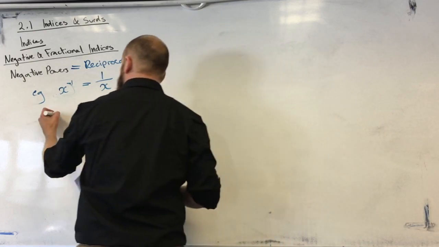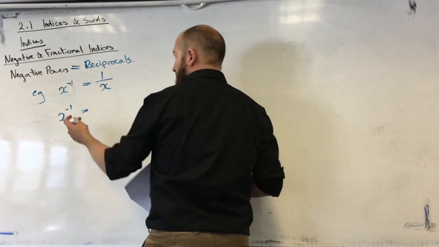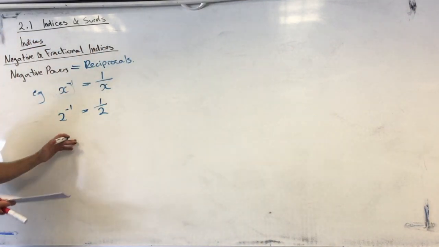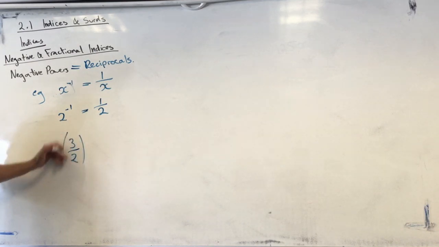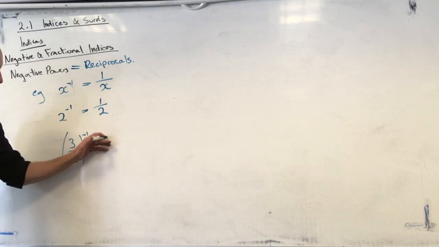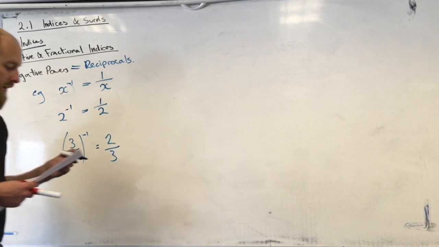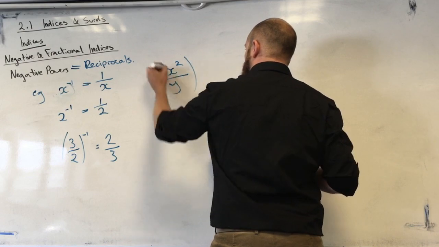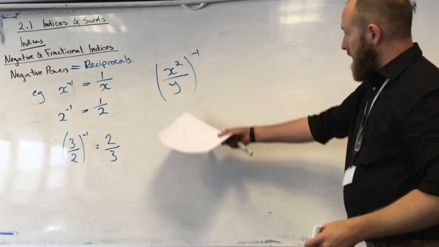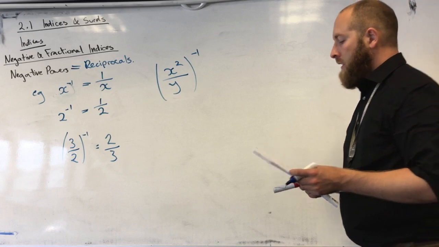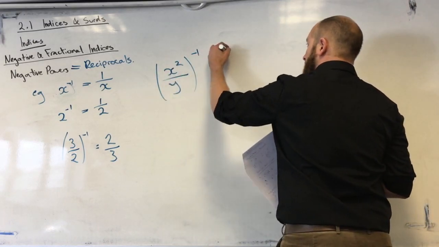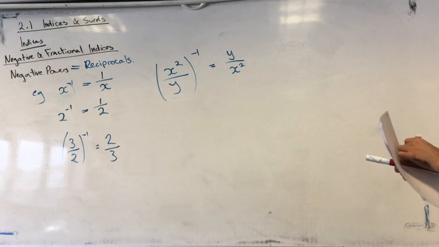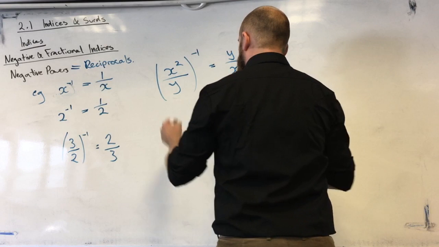So you could have 2 to the power minus 1, and that would be the reciprocal of 2, which is 1 over 2. You could have 3 halves to the power minus 1, which would flip the whole fraction and give you 2/3. Try a slightly harder one. You have x squared over y to the power minus 1. So if you guys want to pause and work out what you think this is going to go to. Again, you flip the whole thing, you get y over x squared. So that's negative powers. Fractional powers then.